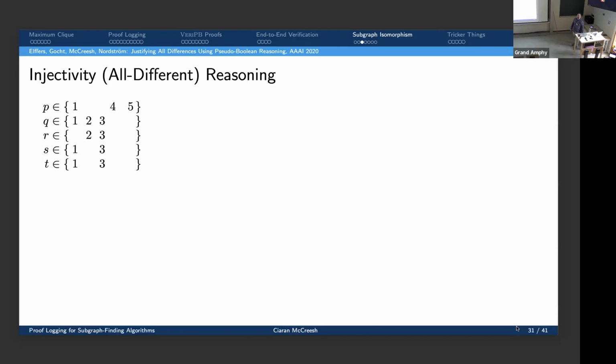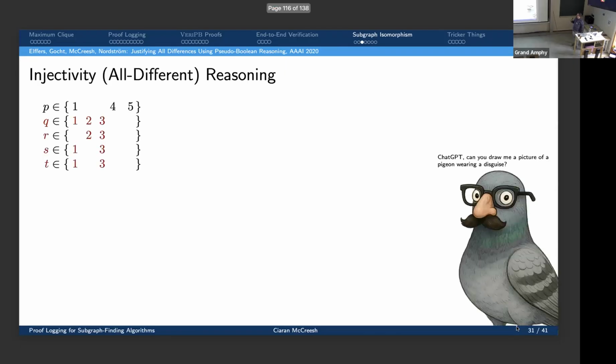Yes. 4 vertices that need to be mapped to 3. We have these 4 vertices, Q, R, S, and T, which can only be mapped to 3 things between them. In the SAT community, this is called a pigeonhole problem. SAT solvers can't really do this. Subgraph solvers do this all of the time. This is a pigeon in disguise. ChatGPT is quite good at drawing pigeons.